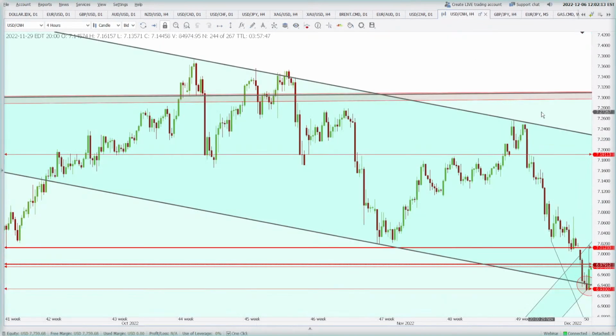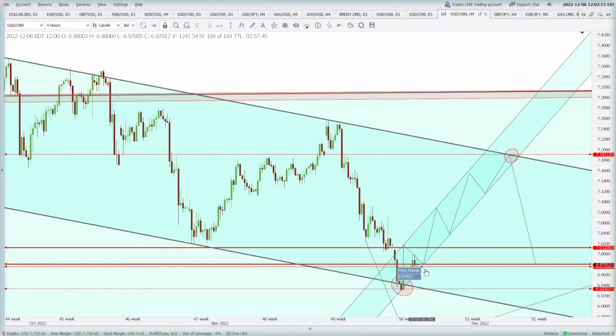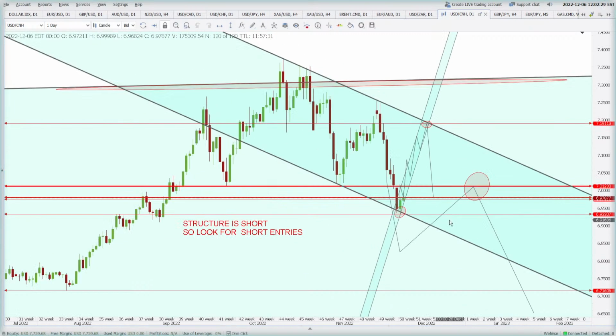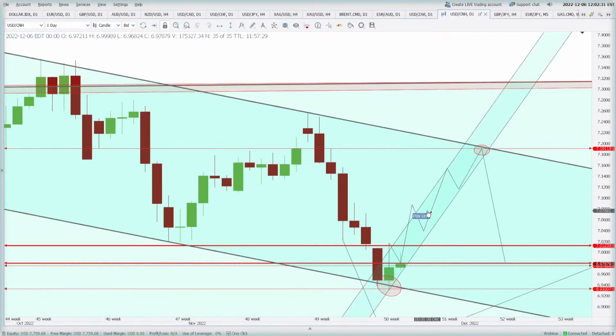So where is the yuan going? Well, we are bearish on the US dollar against the Chinese yuan, because the structure is short, and so we will be looking for short entries. We are expecting this bullish move to continue maybe till 7.1911. We are just expecting this is the largest extent to which the price can continue.